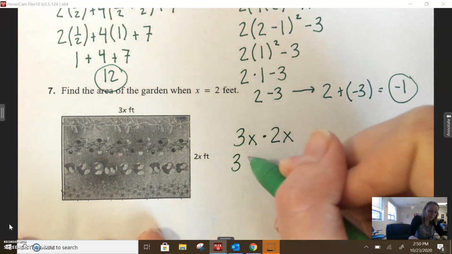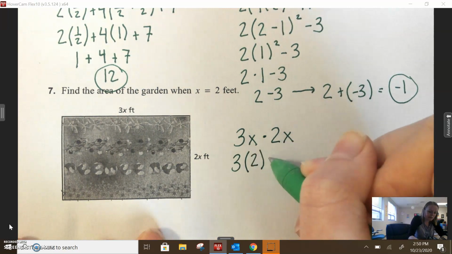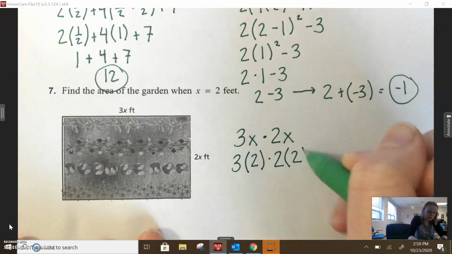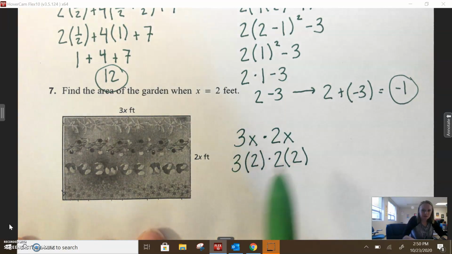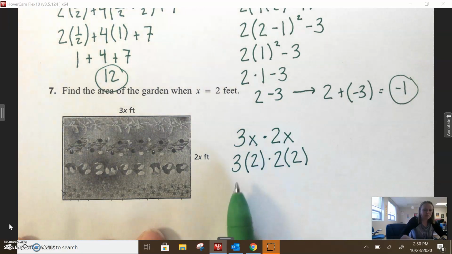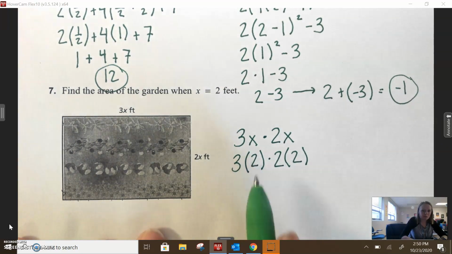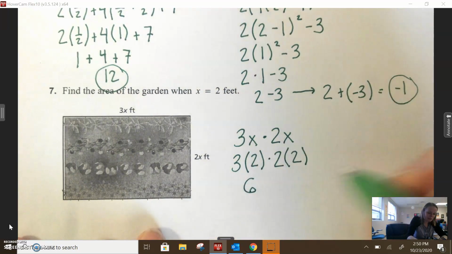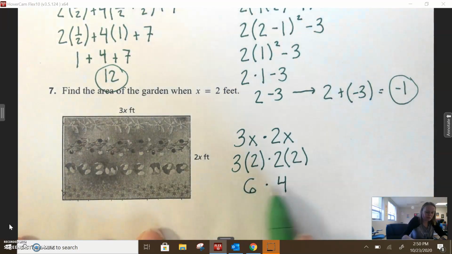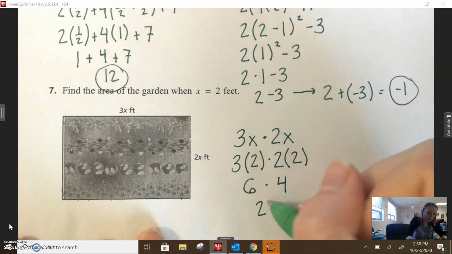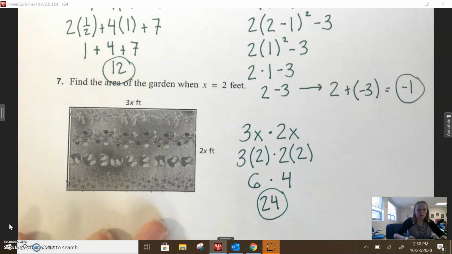So I can go back and replace my x's with 2's. And remember, this means multiply. 3x means 3 times x. So I have 3 times 2, and then 2 times 2. And all of this is really being multiplied together. If I do the first part, this is really 6. And 2 times 2 is really 4. So then I have 6 times 4, which will give me 24.